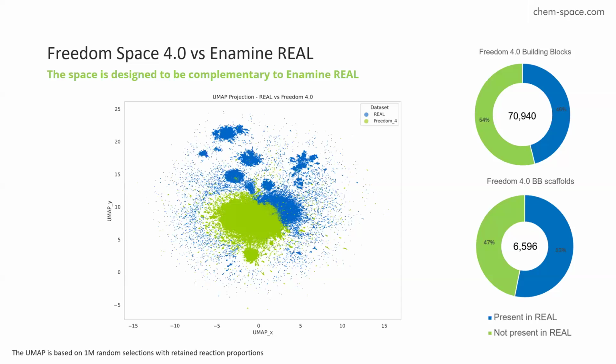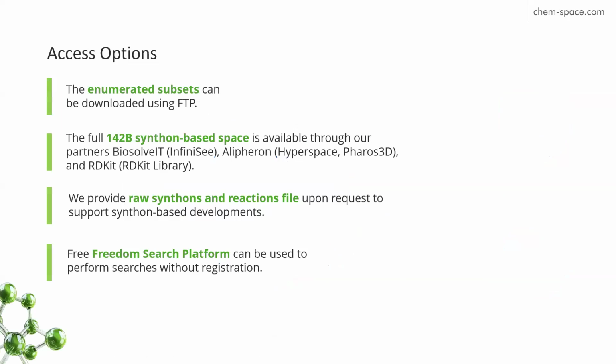And also from the UMAP, I know that 1 million is probably not very representative of such a large space, but that's what we can do with the power we had. The REAL molecules are slightly more diverse. That is the result of the fact that there are simply more reactions, and we are actively working on adding new ones to the Freedom Space as well.